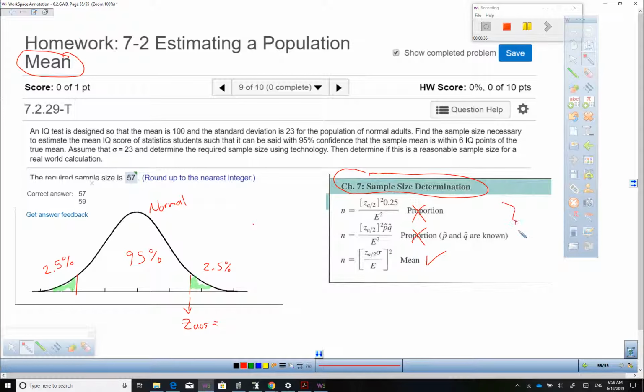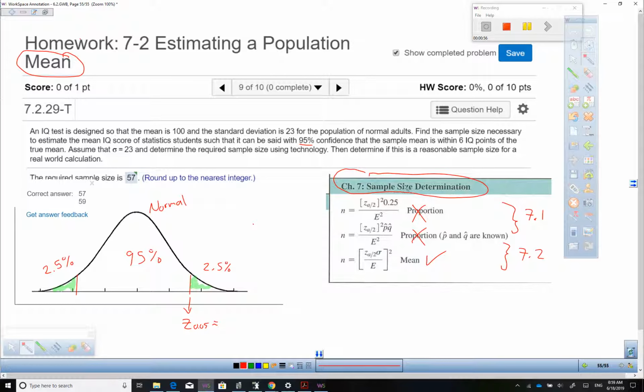These formulas are used in section 1 of chapter 7, and this is for section 2 of chapter 7. Okay, so what we need to find here, first of all, is the critical value. They give you a confidence level of 95%. So the 95% is in the middle of the normal distribution, and we have 2.5% on each tail.